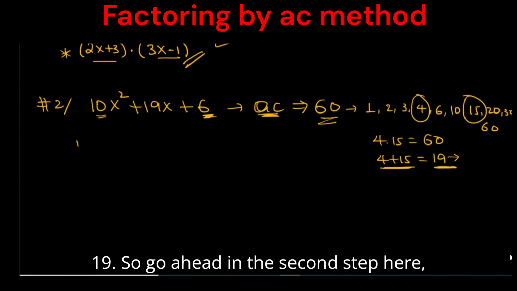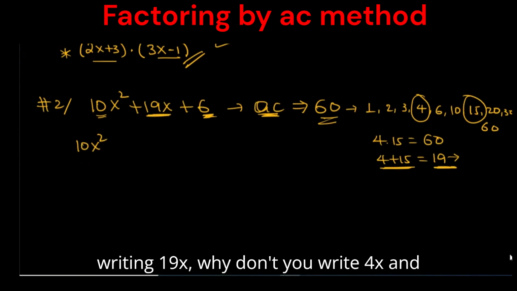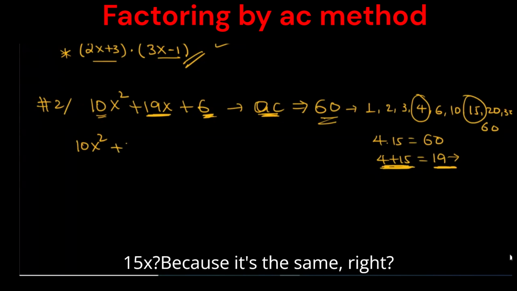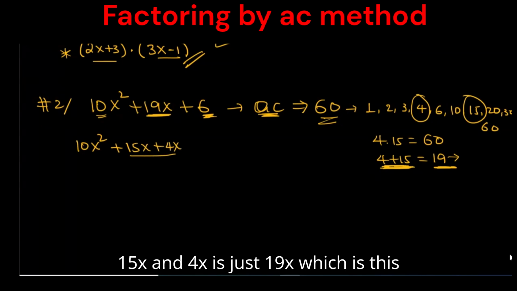So go ahead in the second step here, 10x squared. Now, instead of writing 19x, why don't you write 4x and 15x? Because it's the same, right? So I can do 15x plus 4x. Remember, this 15x and 4x is just 19x, which is this 19x.